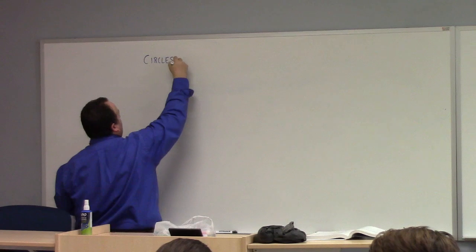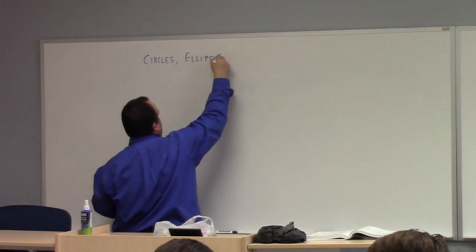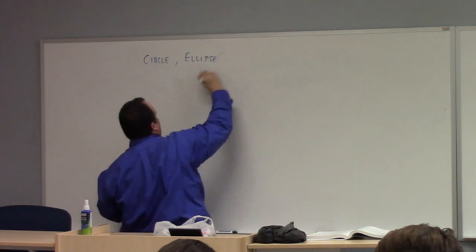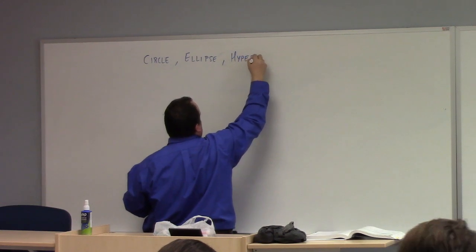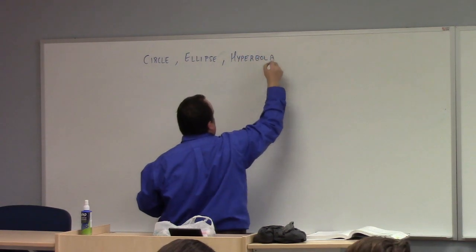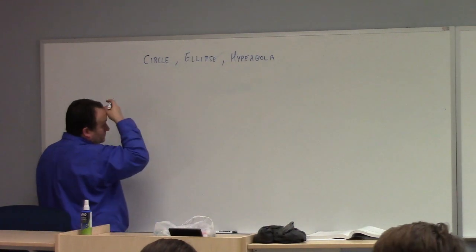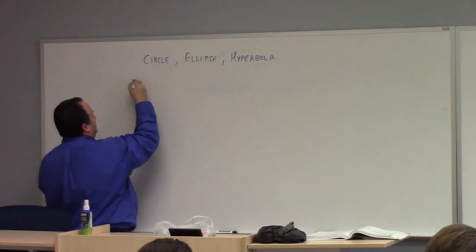So circles, ellipses, that's not how you spell it. I'll just say ellipse: circle, ellipse, hyperbola. This way I avoid the awkward plural form of these words. So, in a nutshell, here are their equations.